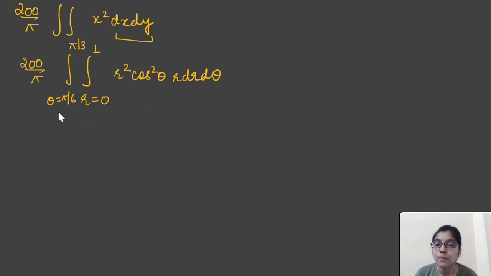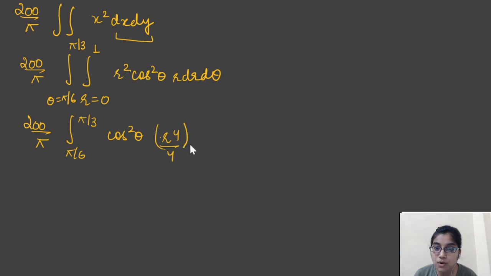Now we just have to integrate 200 by pi, because this is an explicit function and the limits are real numbers, so we will apply that first basic concept that we learned in our very first class. So it is from pi by 6 to pi by 3 and cos square theta. Then we wrote down here r cube, we got r to the power 4 by 4. This is your r from 0 to 1 d theta, and here we'll get 1 by 4 only.